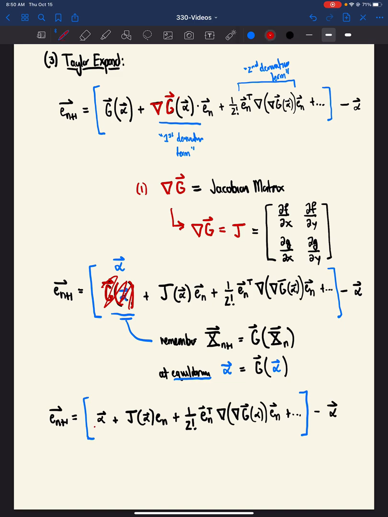We're able to cancel out that equilibrium point from our Taylor expansion. And then we're just going to get that the next vector of distances from our equilibrium is equal to this Jacobian matrix evaluated at our equilibrium times that distance vector at the previous term, plus all those higher order Taylor series terms.